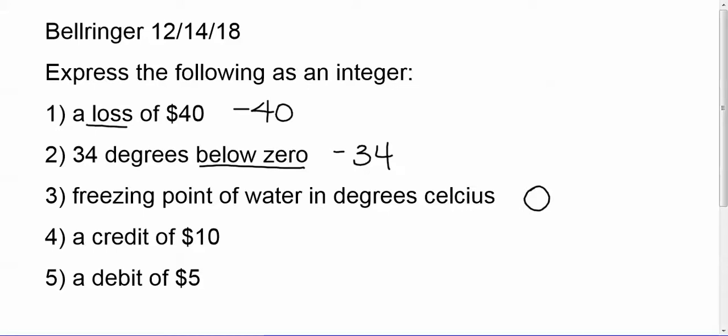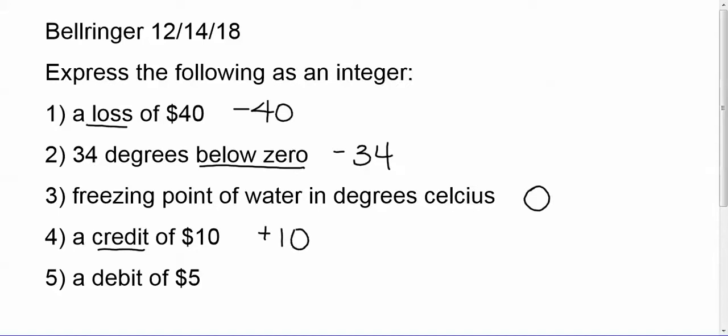For a credit of $10. Now, a lot of kids get confused that credit is a negative thing, but think about it like store credit. If someone gives you store credit, that means you have money to spend. Like Kohl's Cash is store credit, all right? So that's a positive 10.